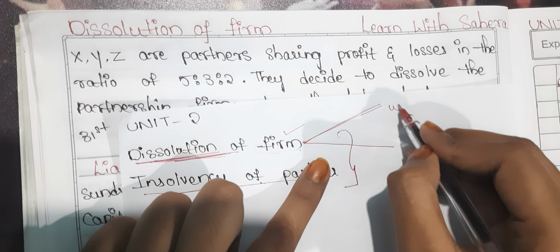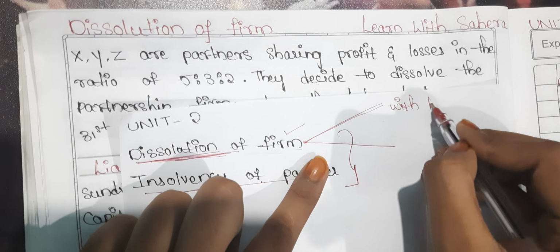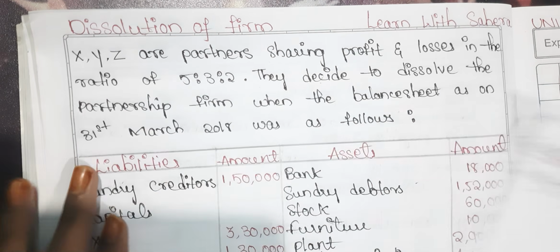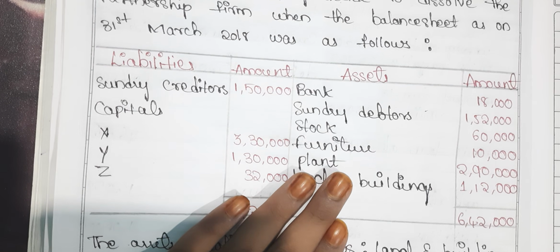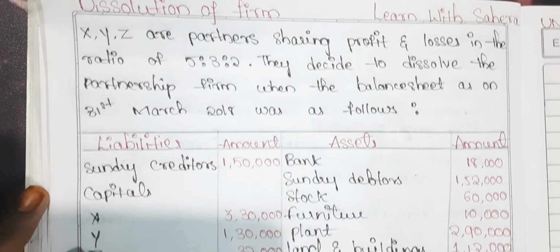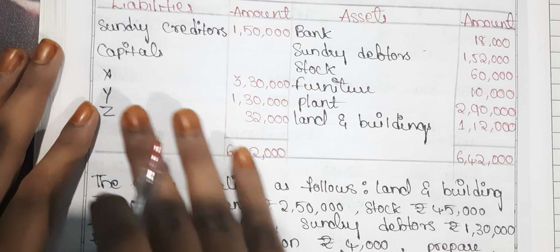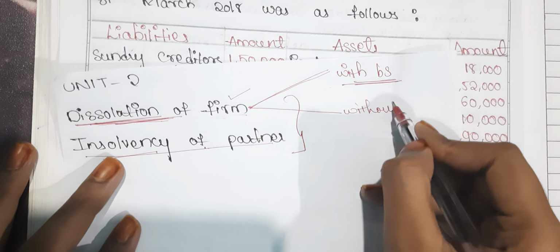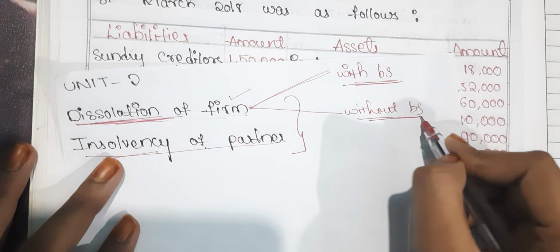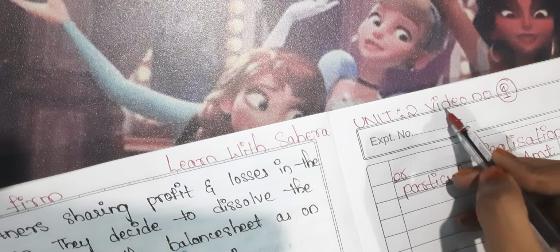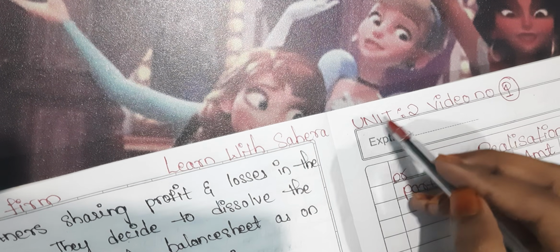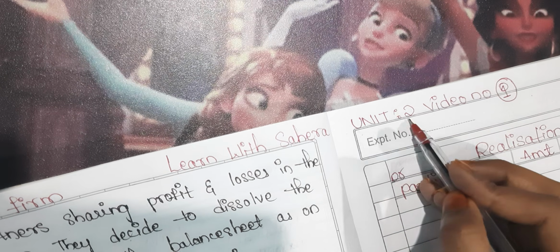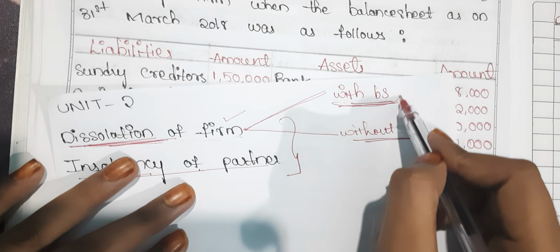First one is with the balance sheet. In the question they will be giving you a balance sheet like this, as you are seeing in the question. This is the question and they have given the balance sheet. So this is with the balance sheet and one will be without balance sheet. Without balance sheet, complete explanation we will be seeing in unit number 2, video number 2. This is video number 1 of unit number 2, in which we are focusing on with the balance sheet.